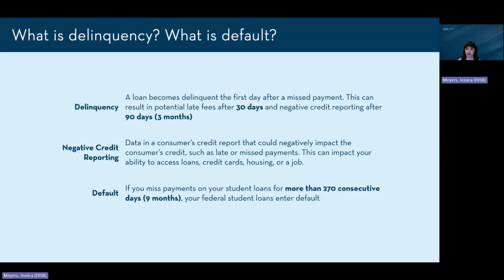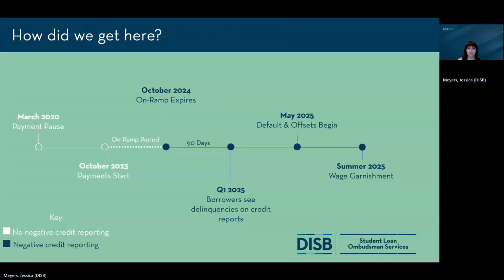The consequences of default are severe, and we'll get into what that means in a little bit more detail later. But at a high level, default means that your tax refunds can be seized to offset your outstanding student loans, or your wages can be garnished to pay your student loans, reducing your paycheck.